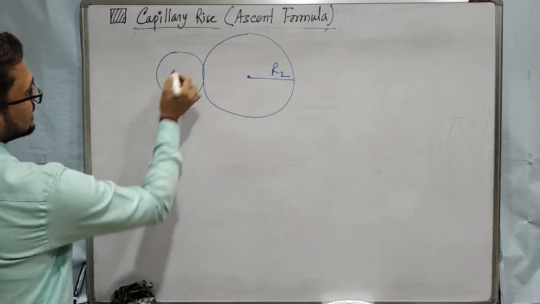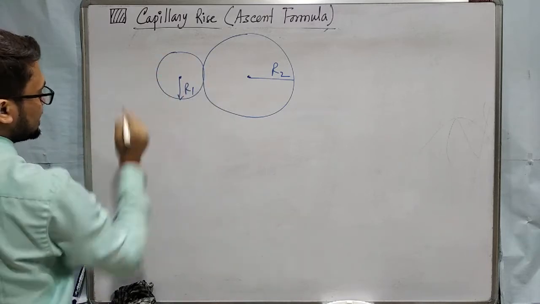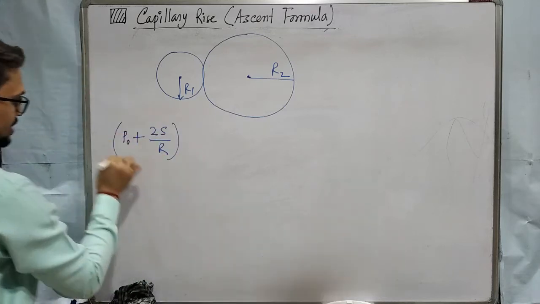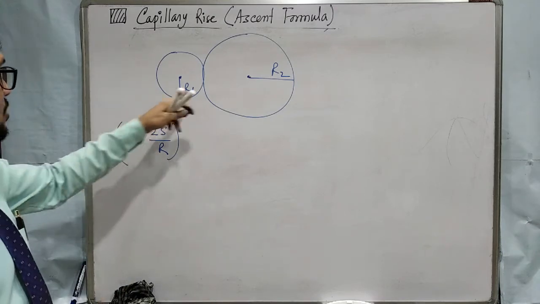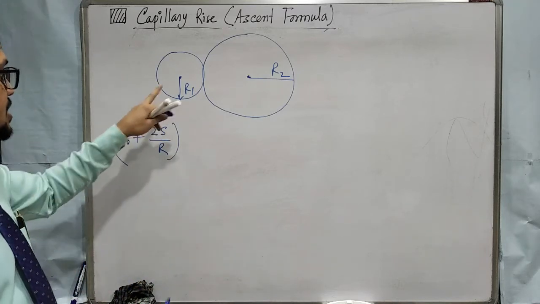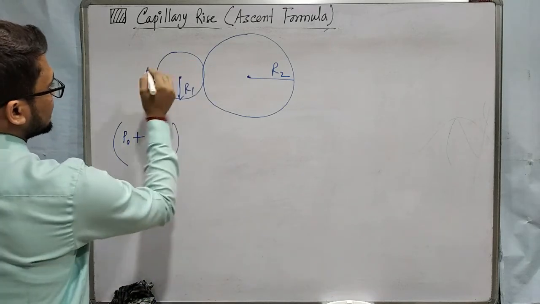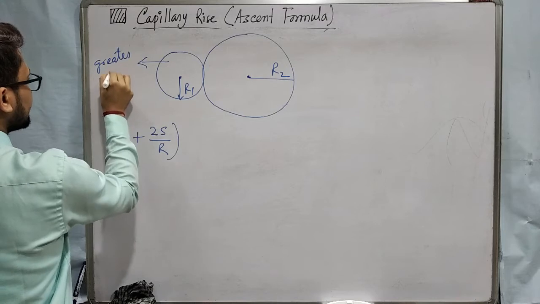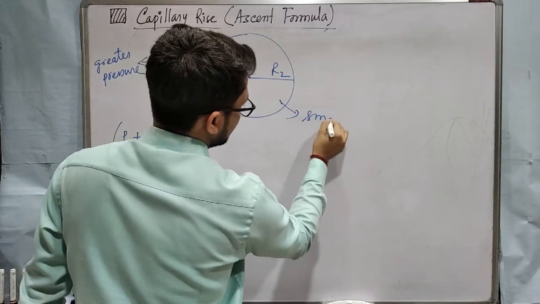So look at here, inside this bubble, if we take it as the air bubble, then the total pressure inside the bubble is P0 plus 2S by R. This is the general formula. 2S by R is the excess pressure and P0 is the atmospheric pressure. So inside this bubble pressure will be P0 plus 2S by R. If we talk about only excess pressure, then only 2S by R. So this bubble has smaller radius, that means greater pressure, and this bubble has bigger radius, so small pressure.